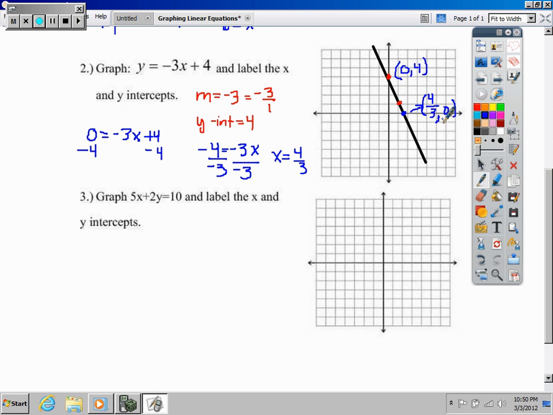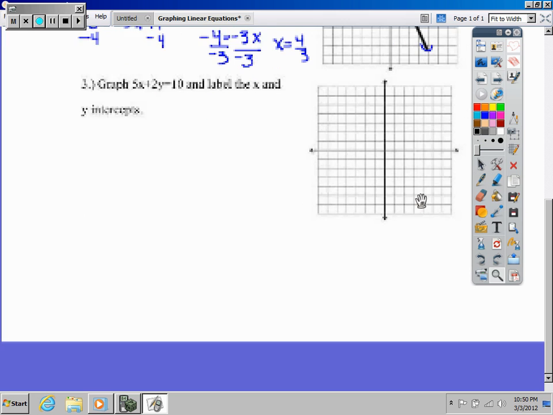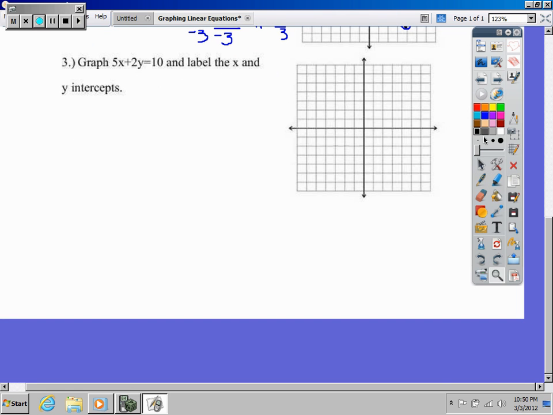That's my x-intercept. And the slope of this line is -3. Now the last one that we have is a line. It's a linear equation, but it's written in standard form, 5x plus 2y equals 10.